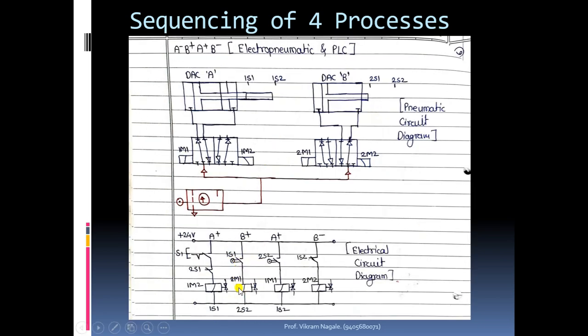As per the circuit drawn over here, the supply rail is on, and what will happen? This block will become active and the cylinder will extend. And whenever this rod end is leaving this 2s1 position, what will happen?